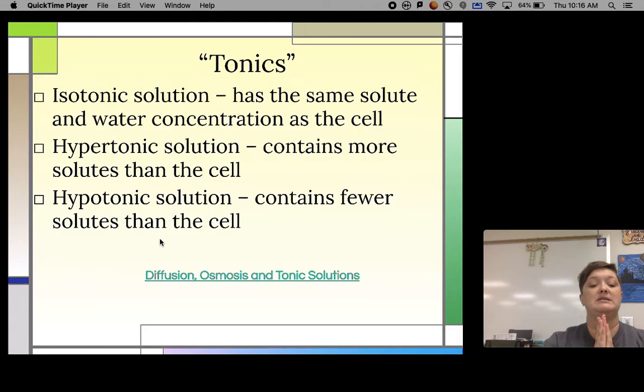Hypotonic means the solution contains fewer solutes. So now my cell has more solutes, water goes to where there's more solutes, and now that cell is going to start to get bigger and bigger because of the water coming in. And so I think of a hippopotamus as hypo, sounds like hippo, and it's going to make your cell get big and fat like a hippo. So that's how I remember what everything means.